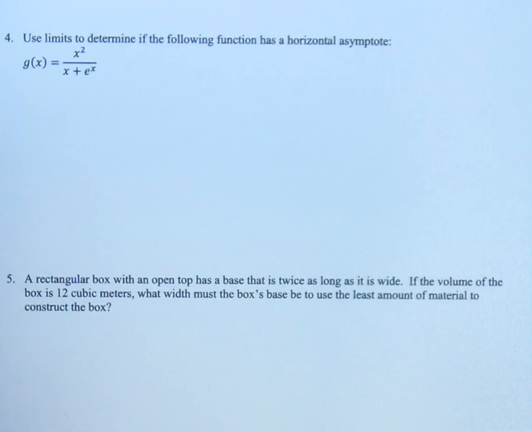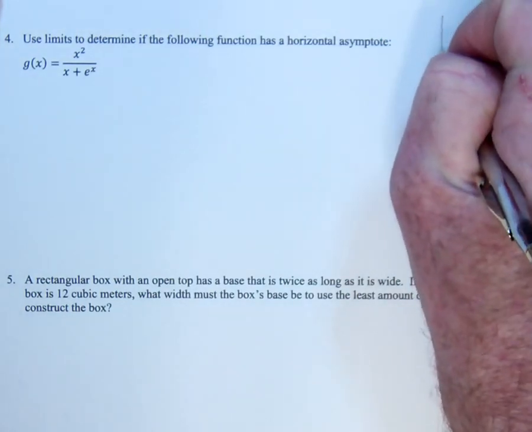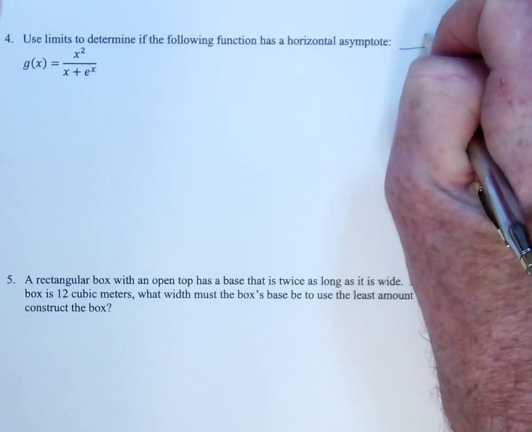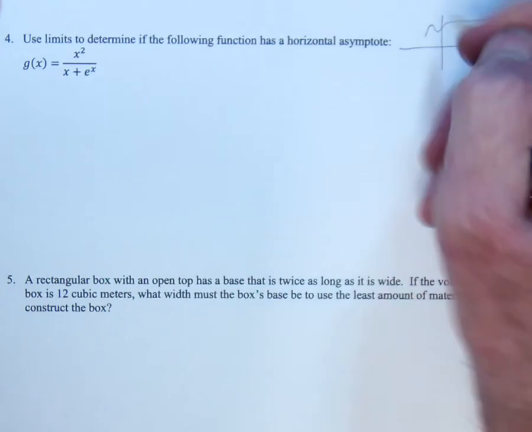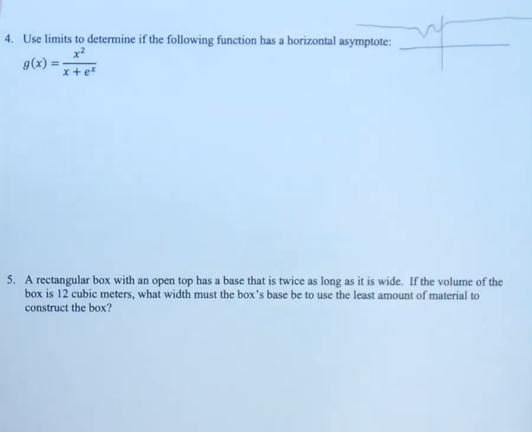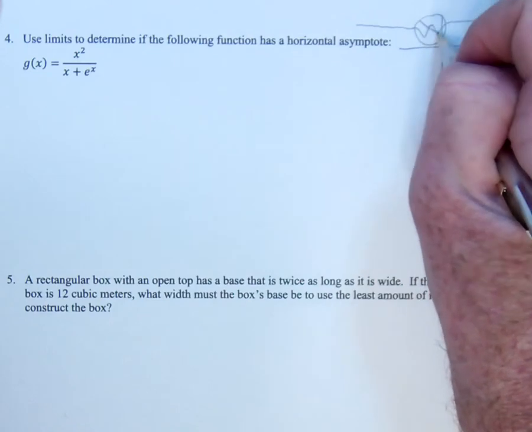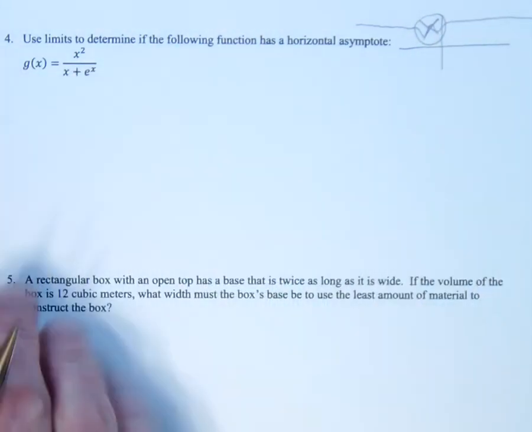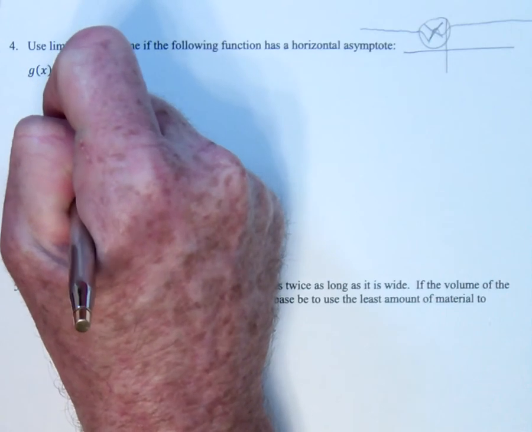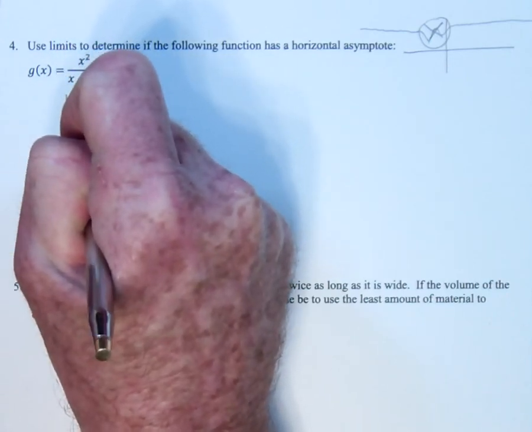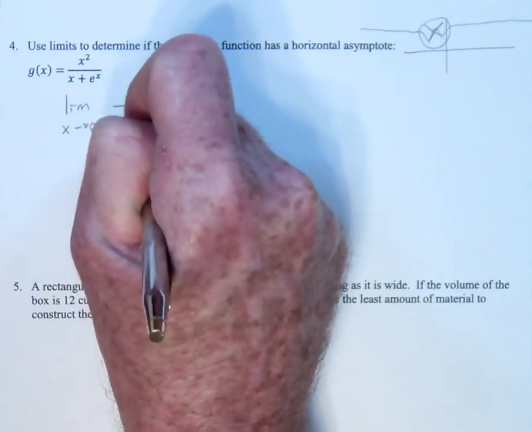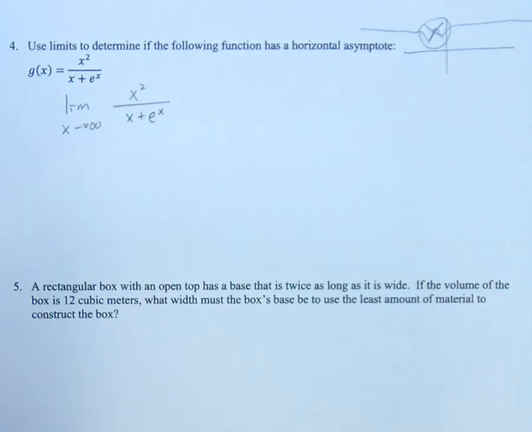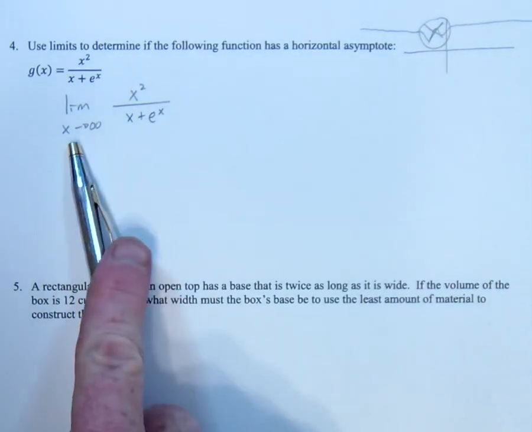So determine if it has a horizontal asymptote. So the general idea is the function does whatever, but after a while, does it level off? And it could go this way too. Does it level off? This part isn't so important. So what it's really asking is, if you take the limit of the function as x goes to infinity, does that become a constant number?